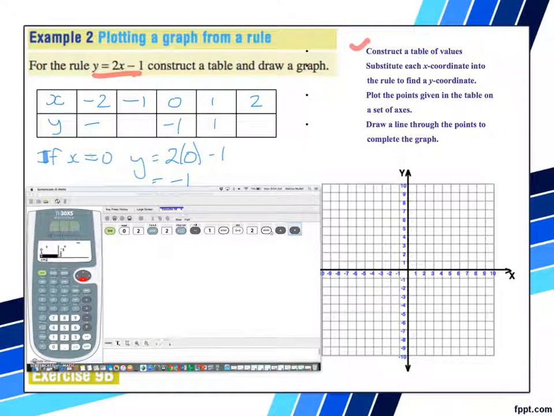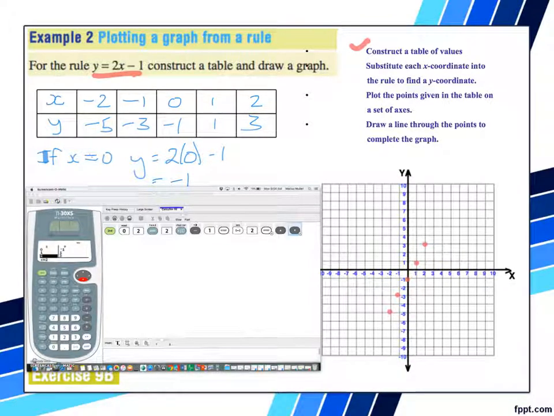Once the table is completed, we just have to plot these points on there. So when x is -2, y is -5. I'm going to use a highlighter just to make it clear. When x is -2, y is -5. When x is -1, y is -3. When x is 0, y is -1. When x is 1, y is 1. Just going to undo that one so it looks right. When x is 2, y is 3.